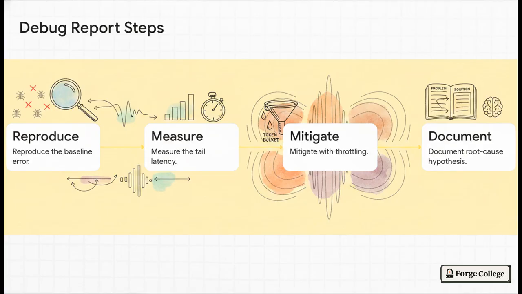Step 1, you absolutely have to be able to reproduce the baseline error in a test environment. Step 2, accurately measure the tail latency and the error rate so you have cold, hard data. Step 3, apply your mitigation, like that token bucket throttle and exponential backoff we just talked about. And finally, step 4, document your root cause hypothesis by mapping those specific symptoms directly to your concrete remediation steps.